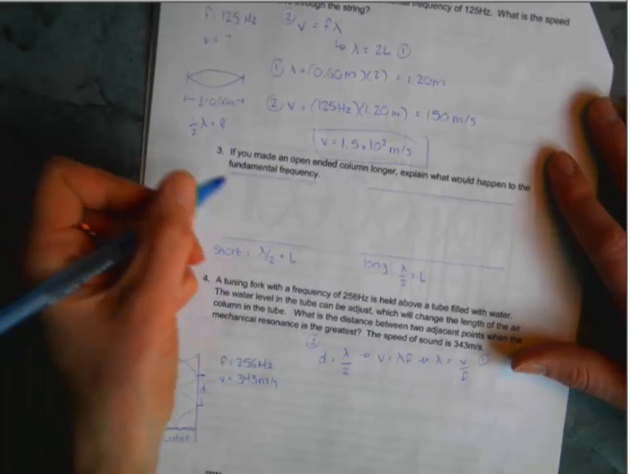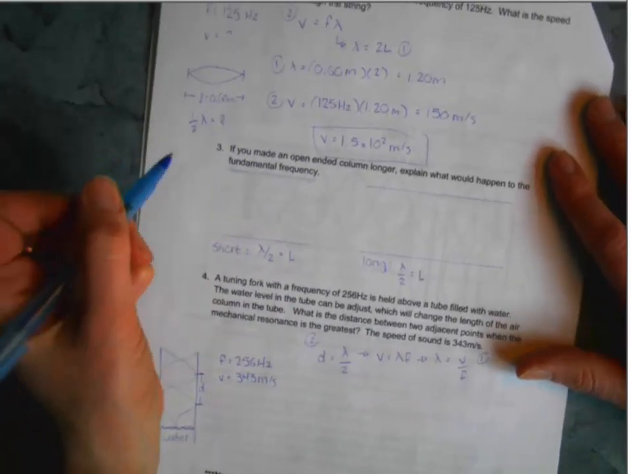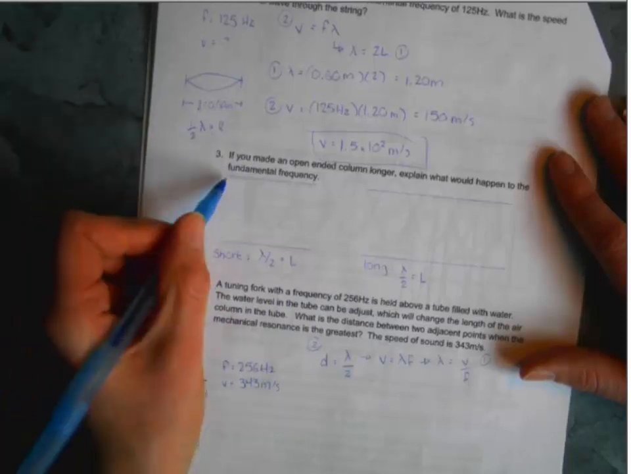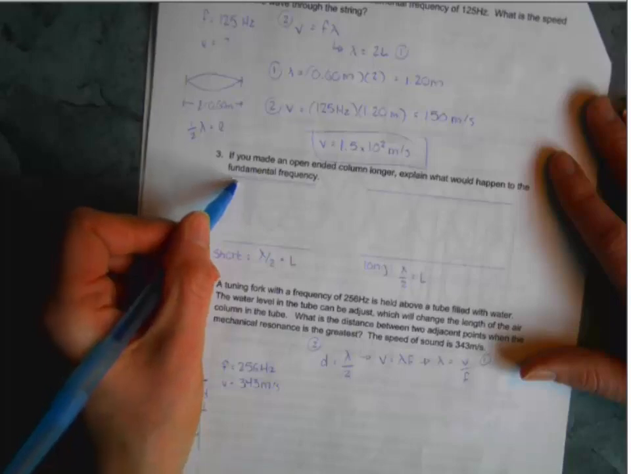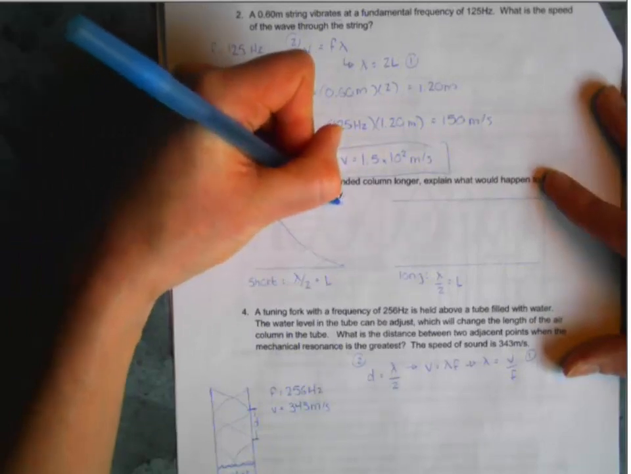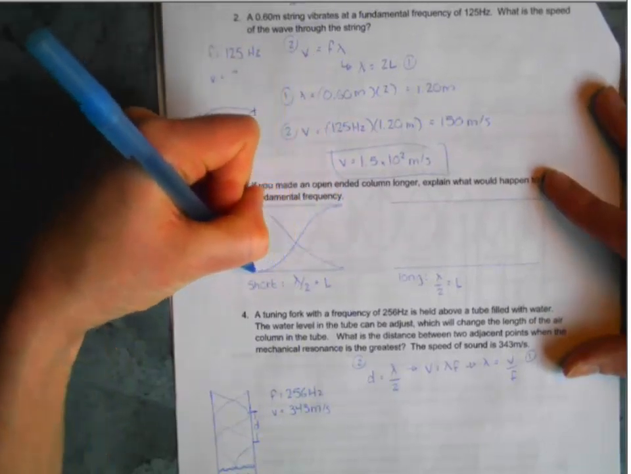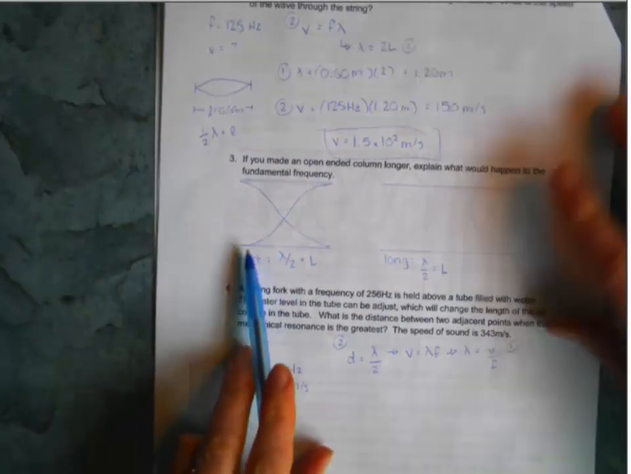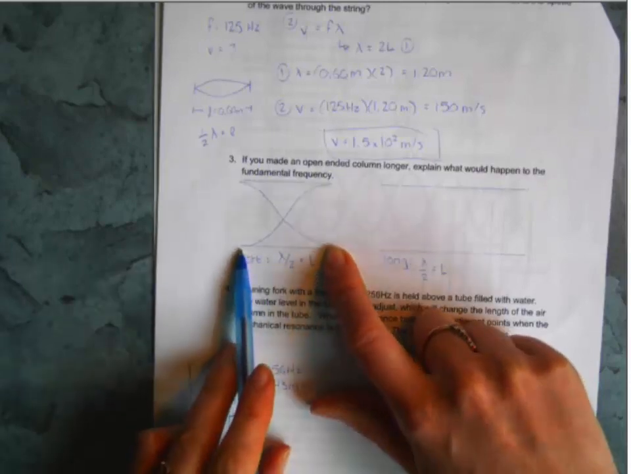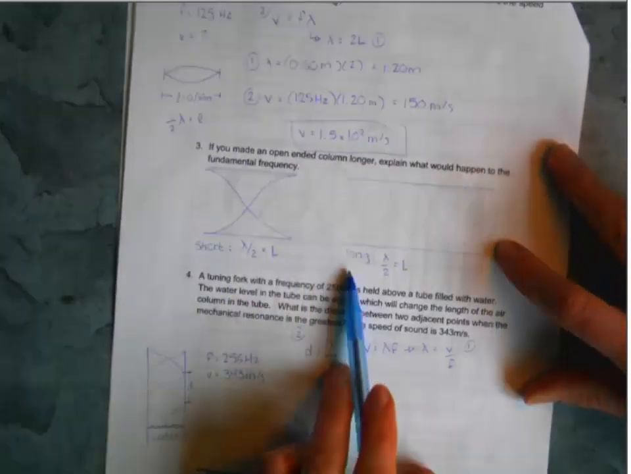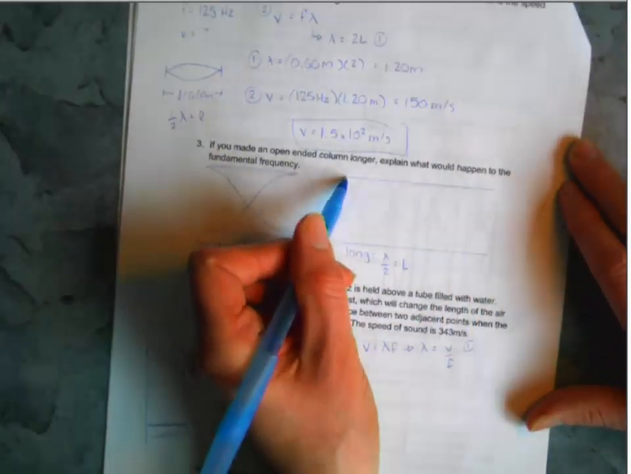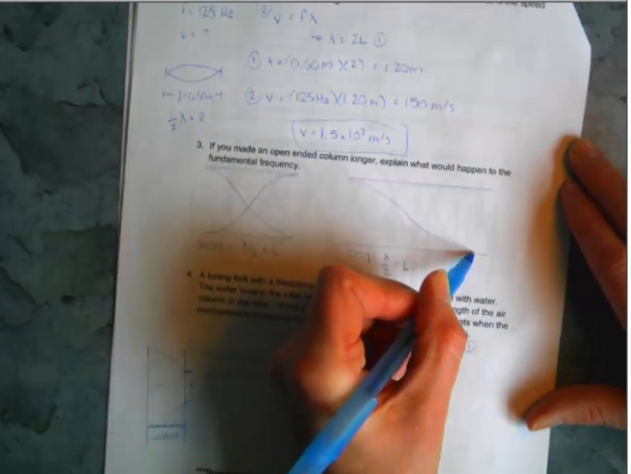Okay, so we have an open-ended column, so basically that means that we have to have the antinode at both ends. Kind of like that, right? So if this is our shorter tube, a half of our wavelength is the length. Now with a longer tube, they still have to have antinodes at either end. So even though you're lengthening the tube, you still have to see the same shape of the wave in there.